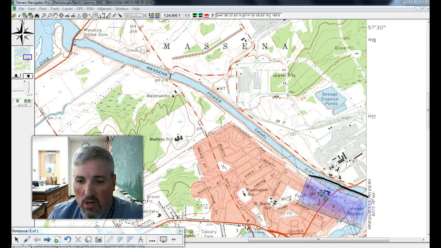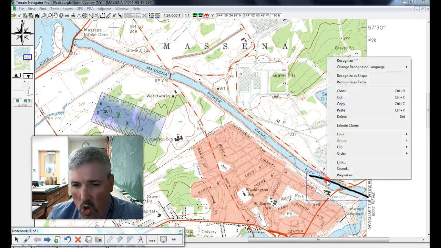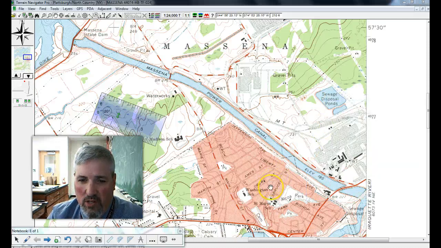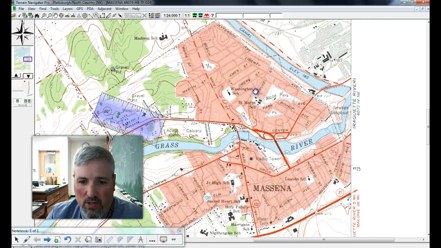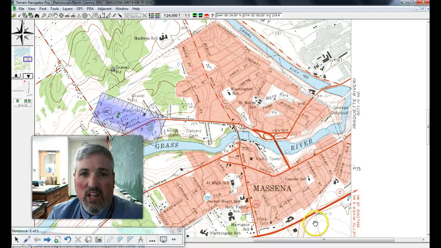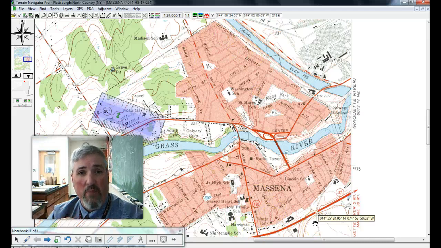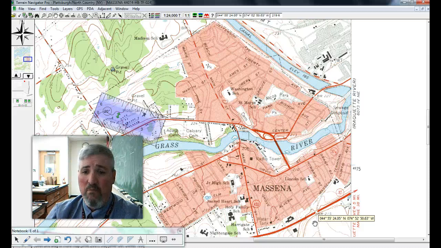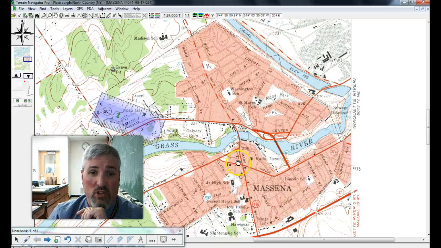So, take my ruler. We need to figure out where the village limits are. The village limits are everything in pink. At least when they made this map back in 1964, those were the village limits. Have they expanded since then? I don't know. Probably. But as of this map, we're going to use this map to measure the village limits.